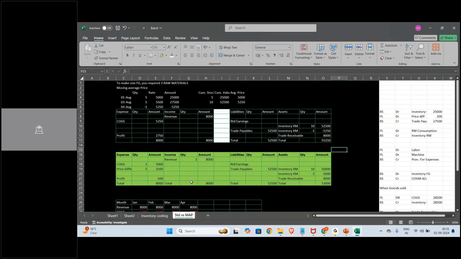The point that I am trying to make here is, on the P&L, you have price difference for how many units? For 5 units, right? But what is the secret I told you? You should have only those expenses in that month for which you have generated revenue. You have generated revenue on how many units? 1 unit. Then how can you book price difference for 5 units?